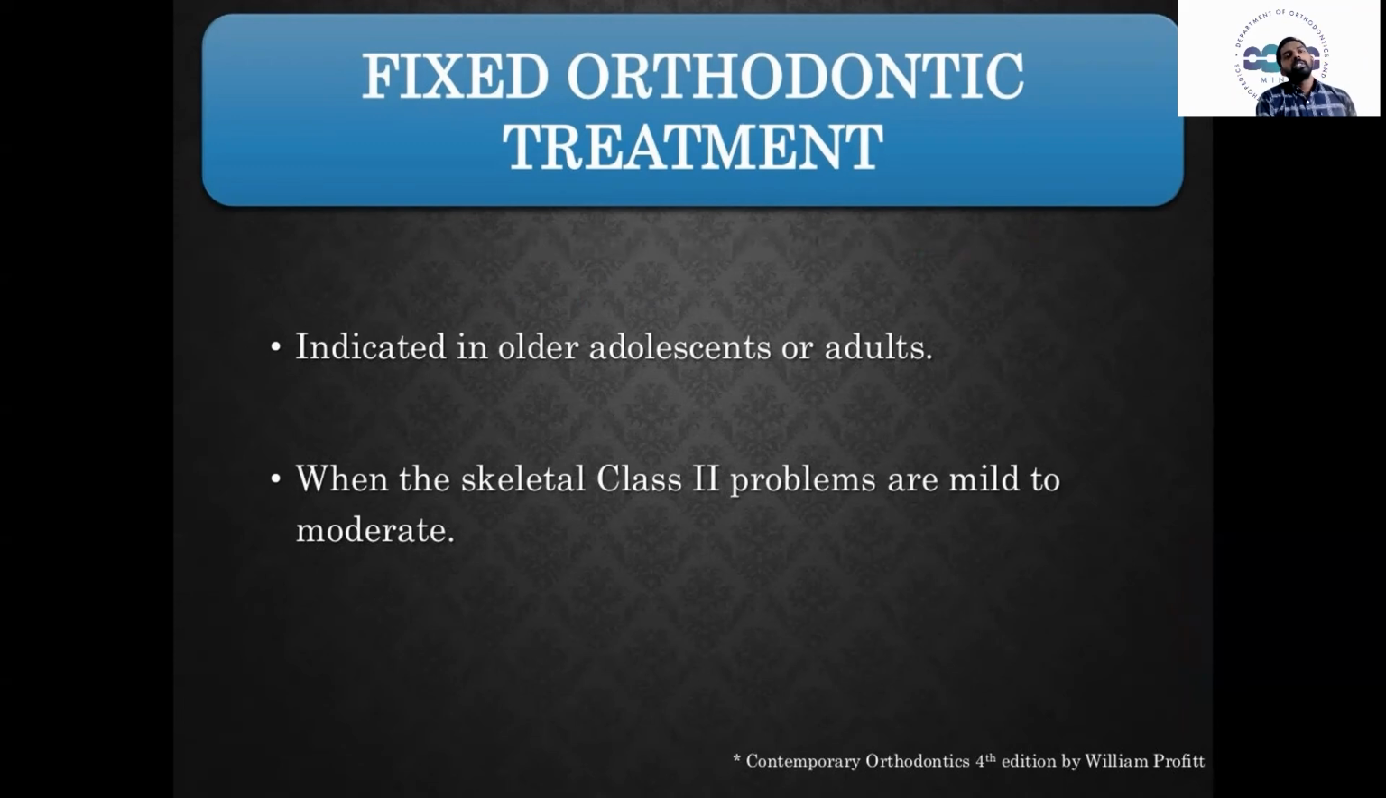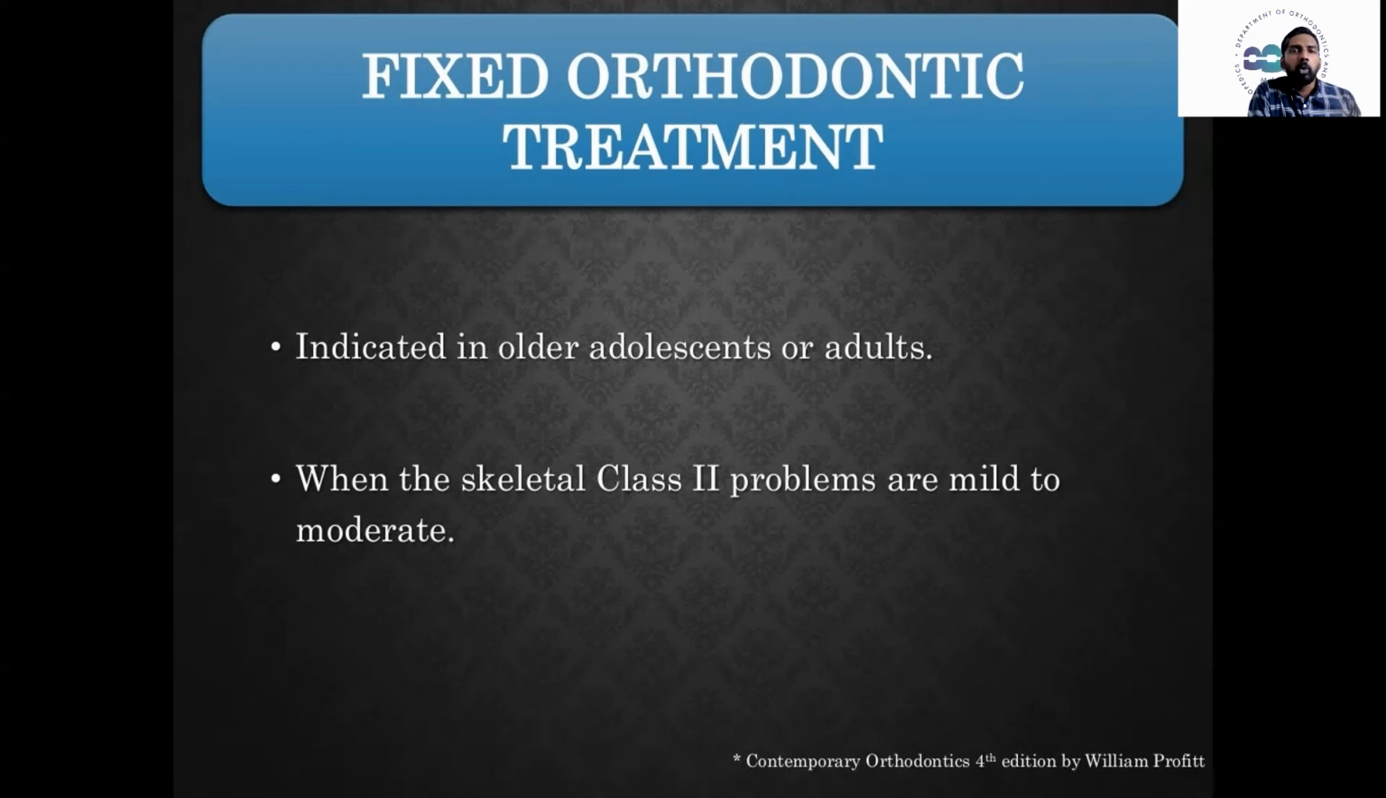If a patient with a skeletal problem, class 2 malocclusion, comes to a dentist or an orthodontist at a stage where the growth is completed, and we can't give any orthopedic or myofunctional appliance, we have only two options. First one is fixed orthodontic treatment, and the other one is surgical. We can do a camouflage treatment, again with extraction or without extraction.